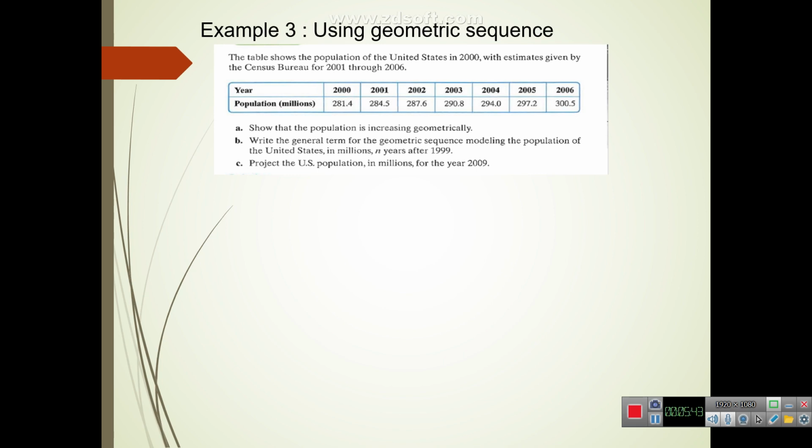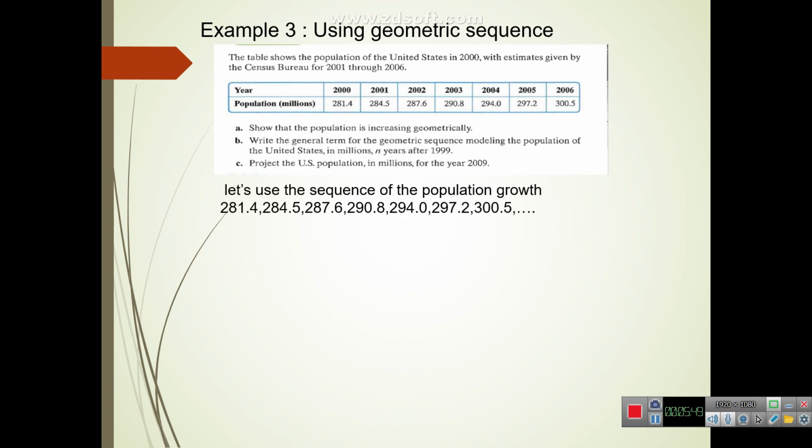In order to show whether the given sequence is geometric or not, you need to consider the values of the sequence for each year. So you need to consider, for example, the first term to be 281.4, the second term 284.5, and so on. Then let's check whether this is a geometric sequence or not.